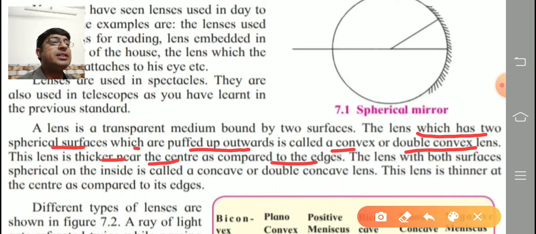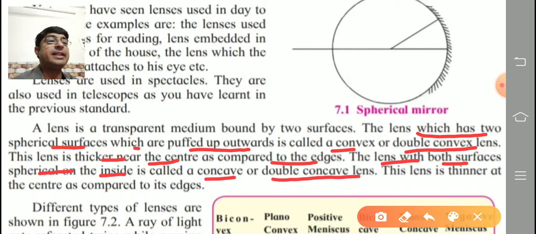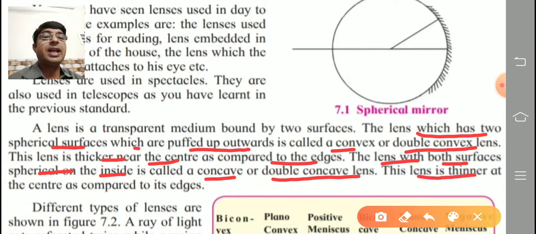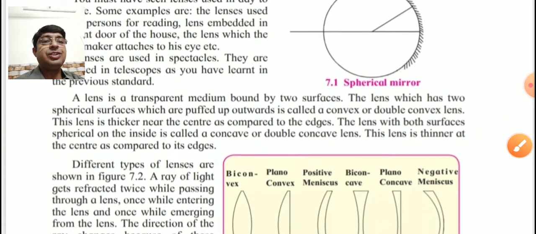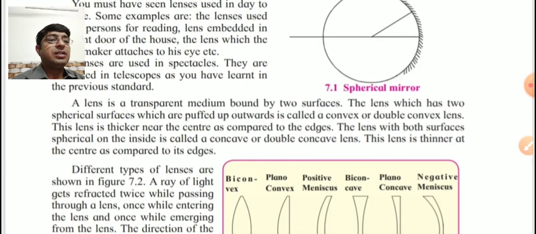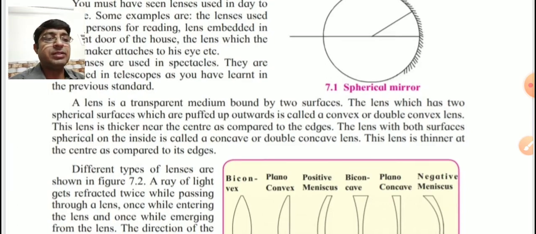Next one, the lens with both surfaces spherical on the inside is called a concave or double concave lens. This is the second type of lens. This lens is thinner at the center as compared to its edges. So here a question is asked, distinguish between concave lens and convex lens. So try to write down the points.